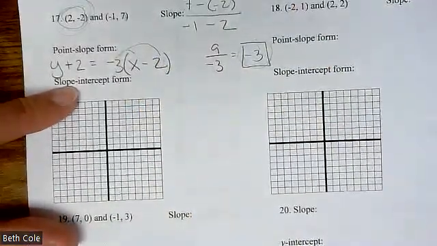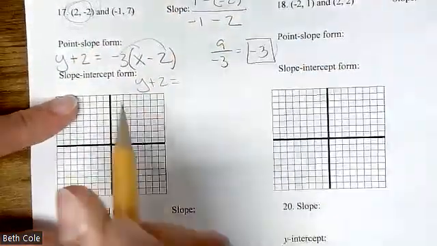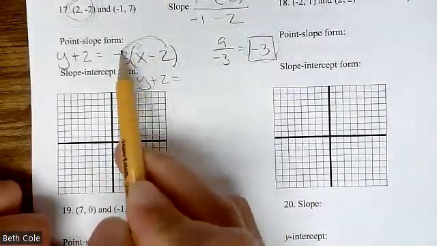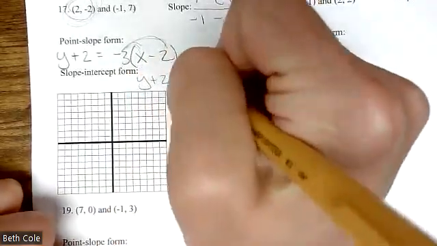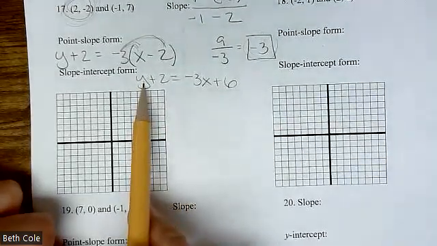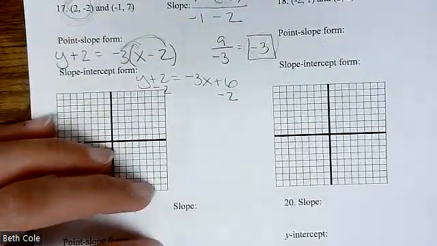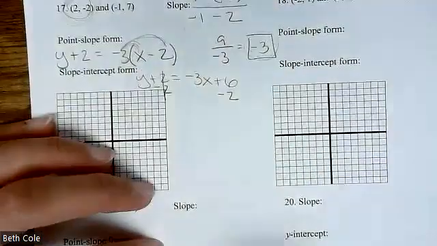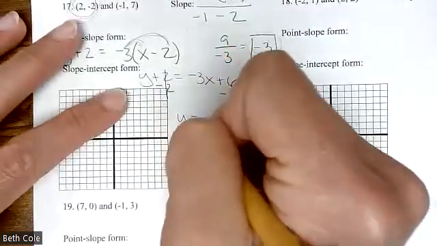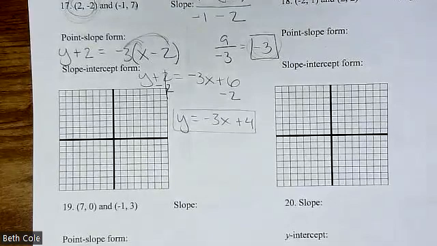You're gonna distribute this. So it'll be y plus 2 equals what? You distribute that, what are you gonna get? Good, -3x plus 6. And then to get the y by itself, you're gonna subtract over the 2. So it'll be y equals -3x plus 4. And then we're just gonna graph that.